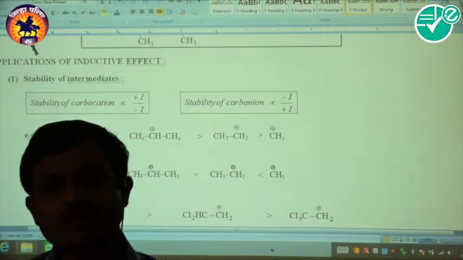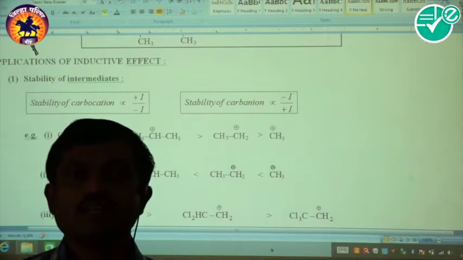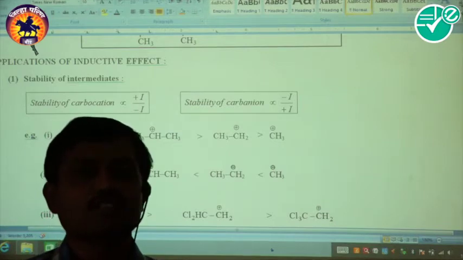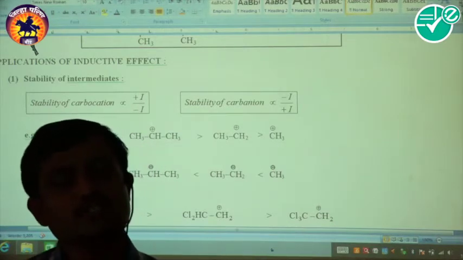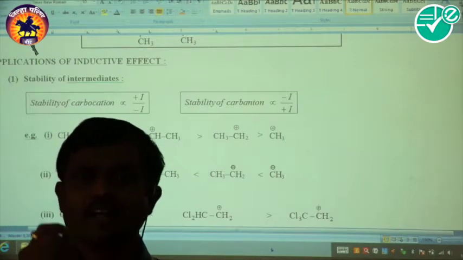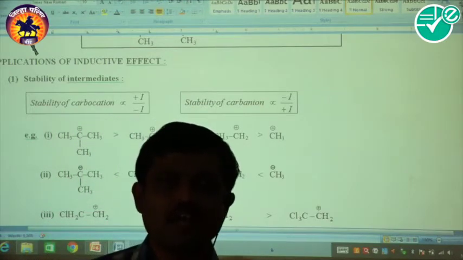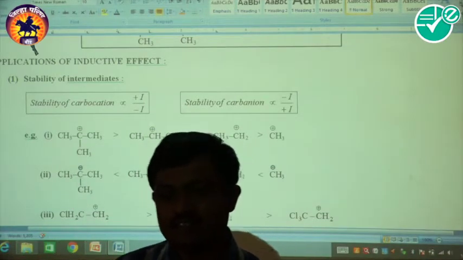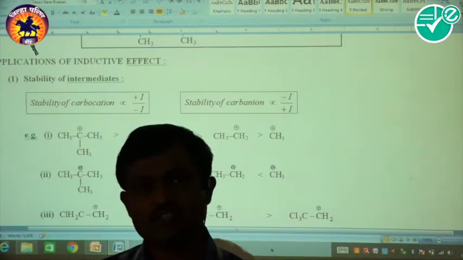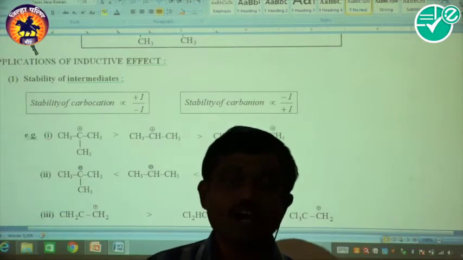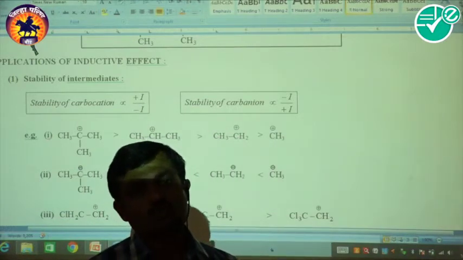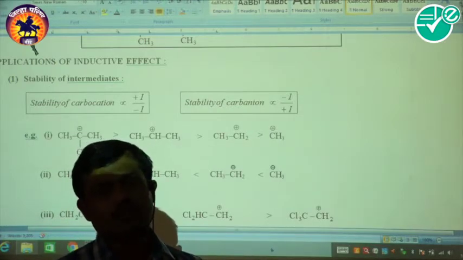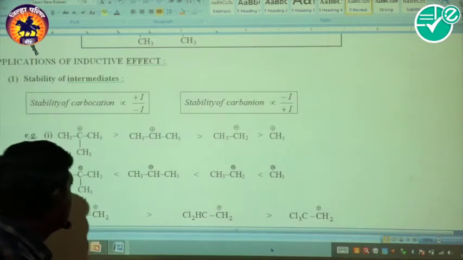Because what happens, we know that the carbocation is a positively charged carbon species having 6 electrons in its outermost shell. So it contains 6 electrons in its outermost shell, and therefore it is an electron deficient species. If it is electron deficient, it requires electron density, and a species which has the tendency to give electron density to such a carbocation increases the stability of that particular carbocation.